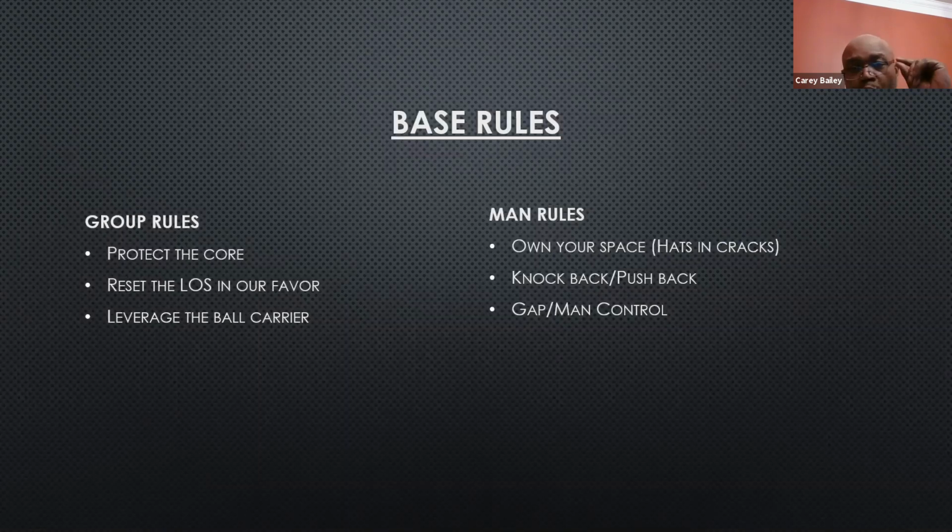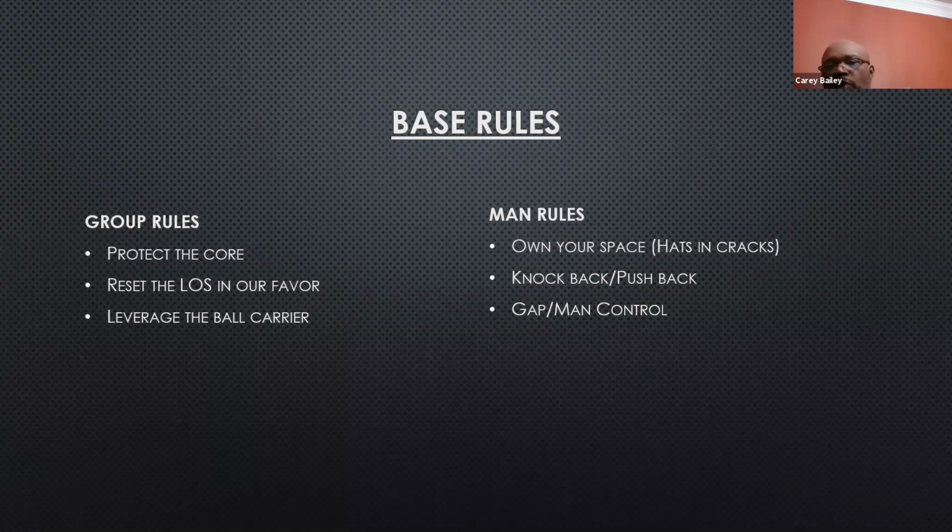Number two, reset the line of scrimmage in our favor. Especially in Canada where we have to maintain that 1 yard distance pre-snap, I have to be in attack mode all the time. So I want to reset the line of scrimmage in my favor, and what we're talking about there is getting knocked back. I want to reestablish the line of scrimmage. I want to get my hat into my seam. I want to push people back, which now pushes the line back, which puts me in a better position to create minus yardage plays for the offense.